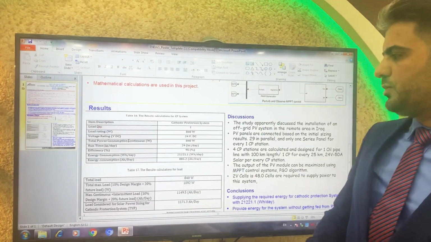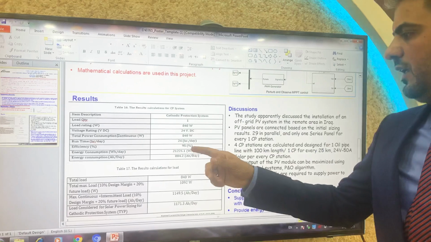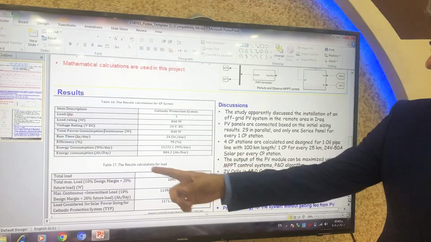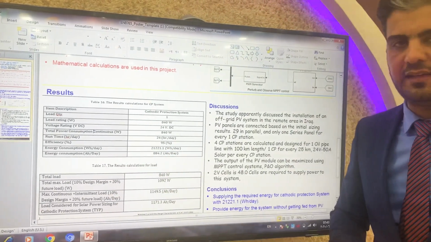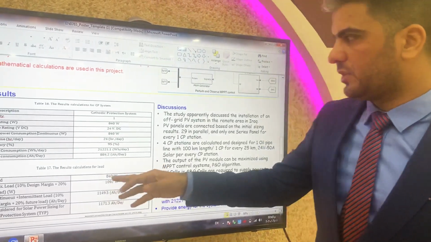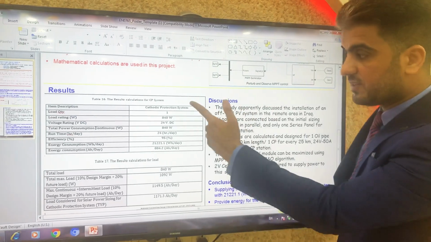So the energy consumption is 21,221.1 watt hour per day. The energy consumption is 884.2 ampere hour per day. This is the result calculation for the cathodic protection system.